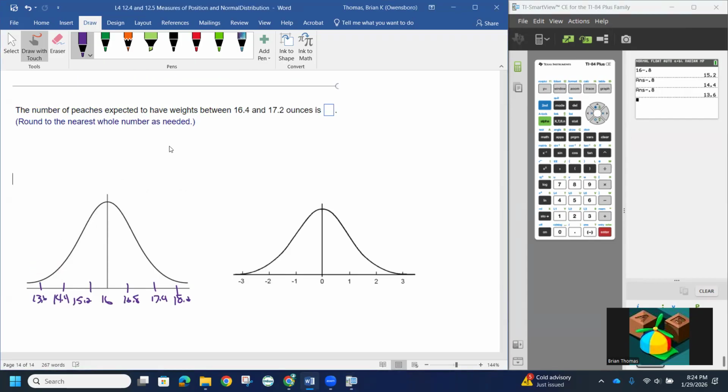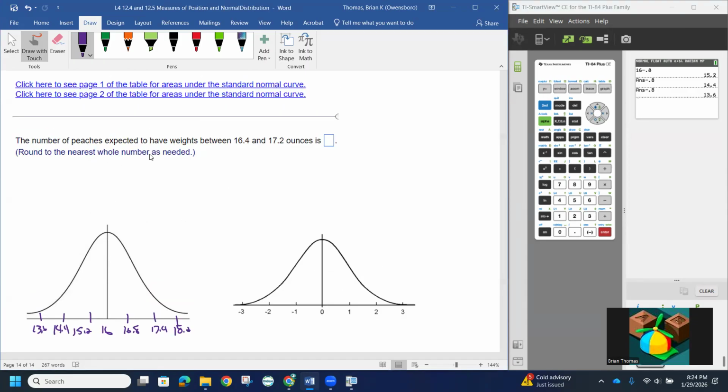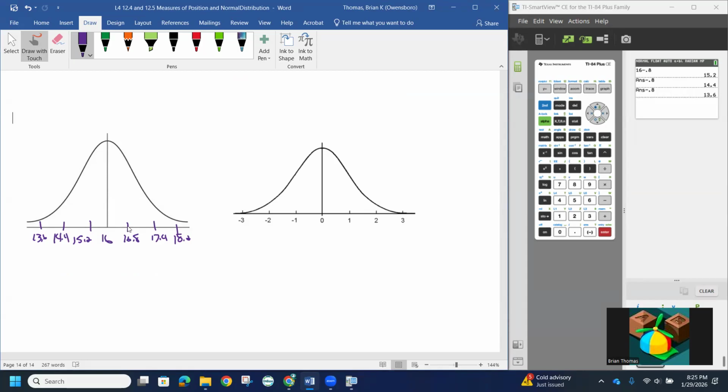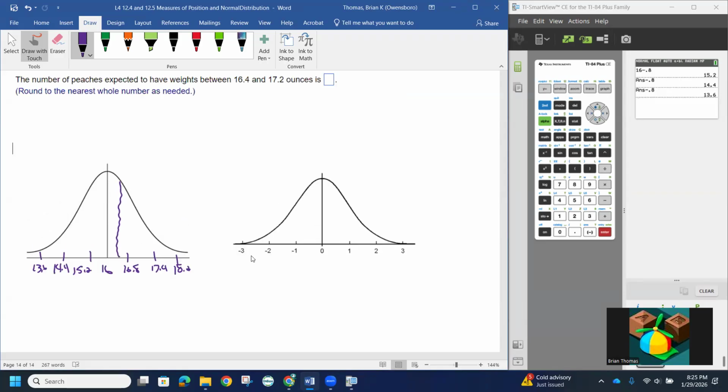So what we want to know is the number of peaches who have weights between 16.4 and 17.2 ounces. So we're talking about somewhere between here and 17.2. So we're looking for something in this region here. So one thing that I can do is convert to z-scores. So this 16.4 I convert to a z-score, and I could try to find the area under the curve. In that sense, it doesn't fall on my empirical rule.